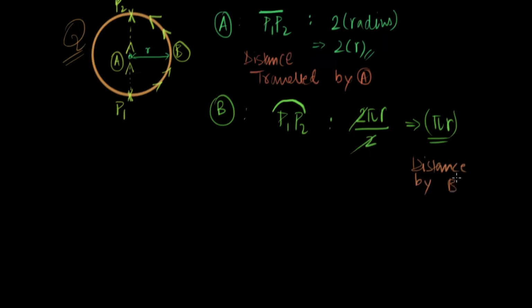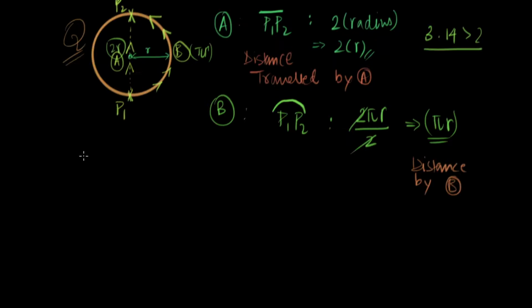by B. So if you look at the problem, it's obvious that person A and person B are traveling two different distances. The first person travels a rather short distance of 2r, and the second person travels a distance of pi r. And pi r is greater than 2r because pi is greater than 2. Pi is somewhere around 3.14, and that's obviously greater than 2. No matter what the radius, person B will definitely be traveling a greater distance.